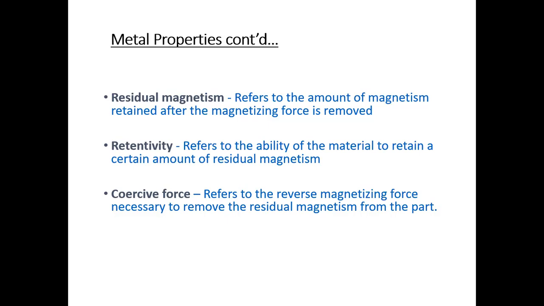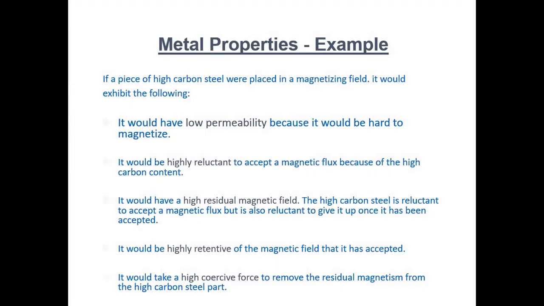Now, coercive force refers to the reverse magnetizing force necessary to remove residual magnetism from the part. If the residual field is less, then less reverse magnetizing force is required to remove the magnetic field, and that reverse magnetizing force is known as coercive force. Now here is an example of metal properties. A piece of high carbon steel placed in a magnetic field would exhibit the following. It would have low permeability because it would be hard to magnetize. High carbon steel means low permeability, and low permeability means it is difficult to magnetize. It would be highly reluctant to accept a magnetic flux because of high carbon content. If carbon content is high, it will not easily accept the magnetic field.